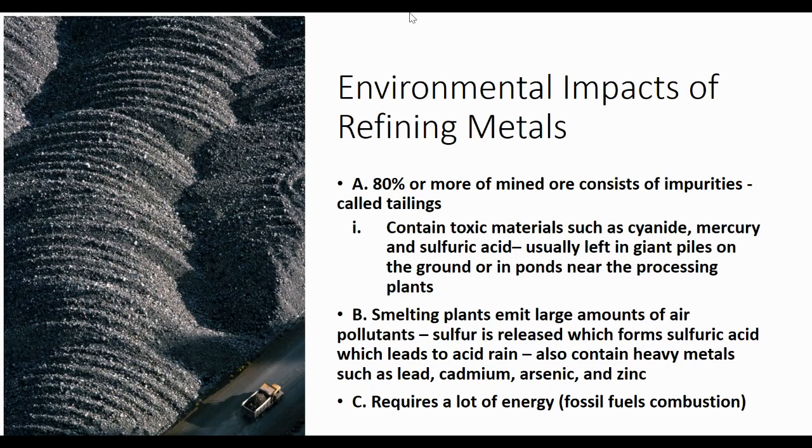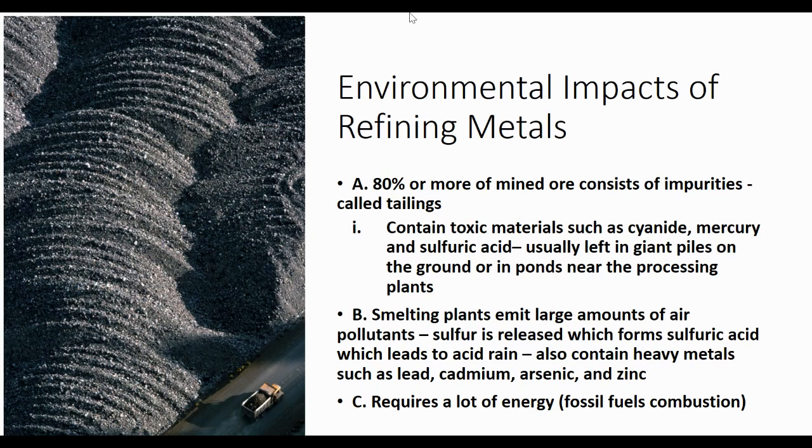Now, after we mine for those resources, they need to be refined. A lot of those ores consist of impurities called tailings. Those tailings contain toxic materials, things like cyanide, mercury, maybe even sulfuric acid. That can be left behind after a mining project, in giant piles on the ground and maybe even in ponds in nearby processing plants.